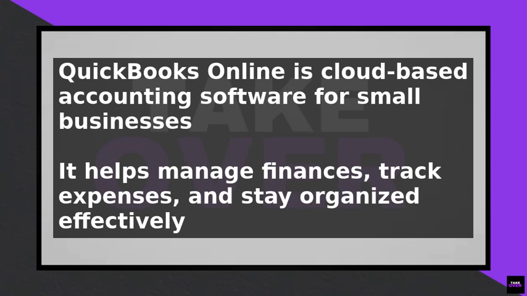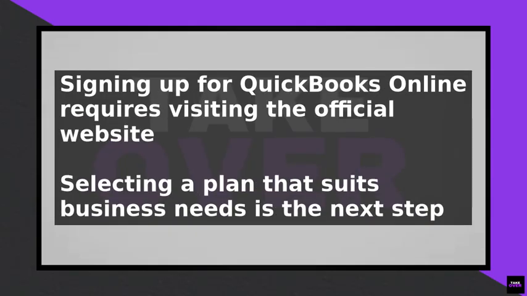Once you have signed up, you will receive an email with a link to activate your account. After activating your account, you will be taken to the QuickBooks Online dashboard, where you can see an overview of your business finances. The dashboard is divided into different sections, including the navigation menu, company overview, and recent transactions.